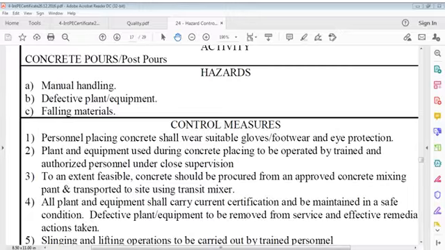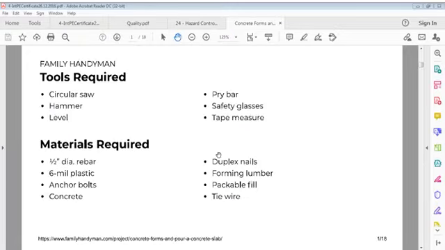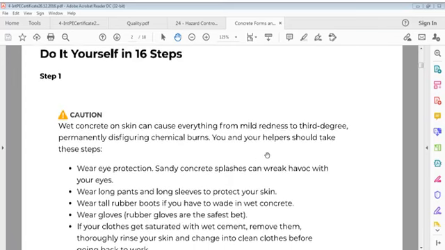It's familyhandyman.com. Project: concrete forms and pouring a concrete slab. It says how to form and pour a concrete slab. Materials required: half-inch diameter rebar, duplex nails, plastic anchor bolts, concrete.